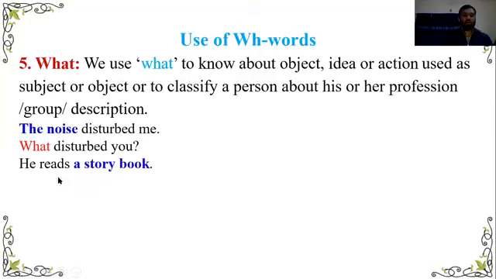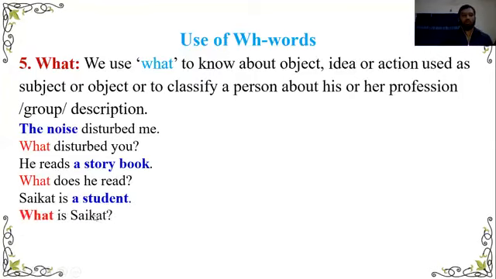Let's see another example. He reads a storybook. A storybook is a thing and it is used as an object. So we have to use what. What does he read? Another example is Shoikot is a student. Here a student is the profession of Shoikot. So what is Shoikot?